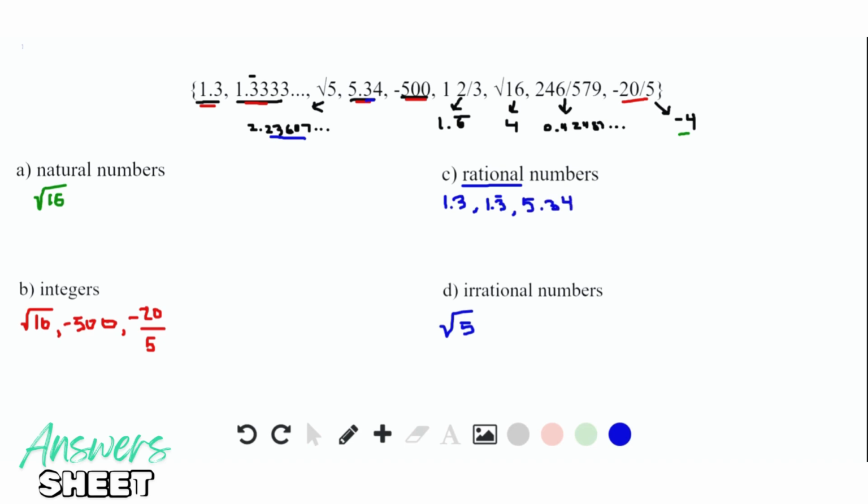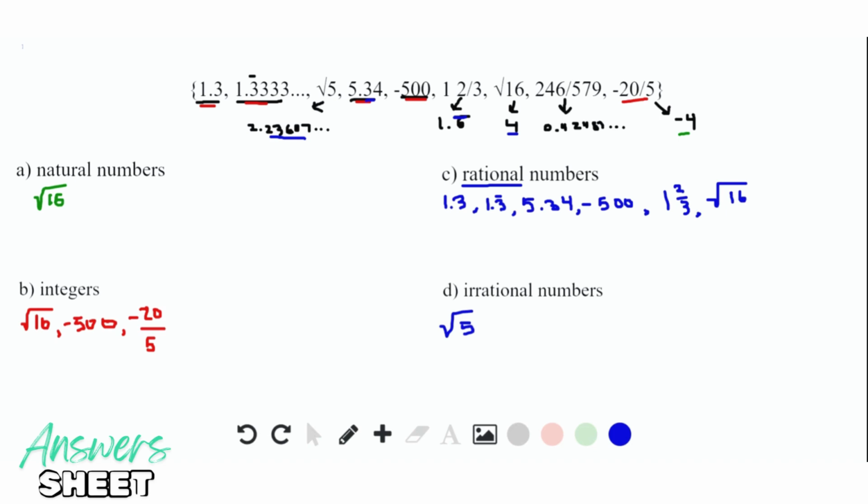Negative 500 is an integer, so that means that it's a rational number. 1 2/3 has the repeating decimal place again, so 1 2/3 is also a rational number. Square root of 16, which we said is equal to 4, is an integer and is a rational number.